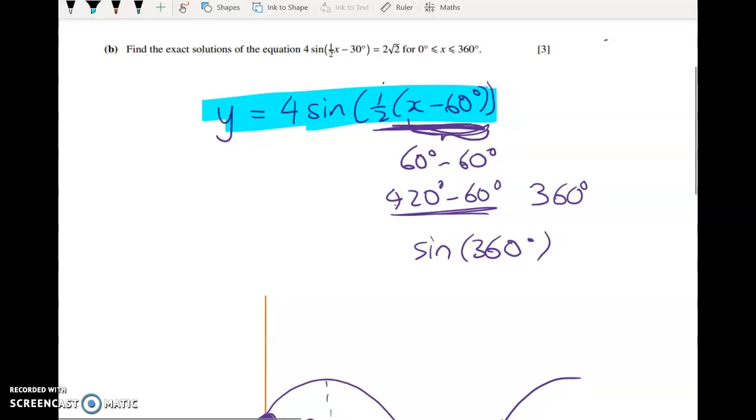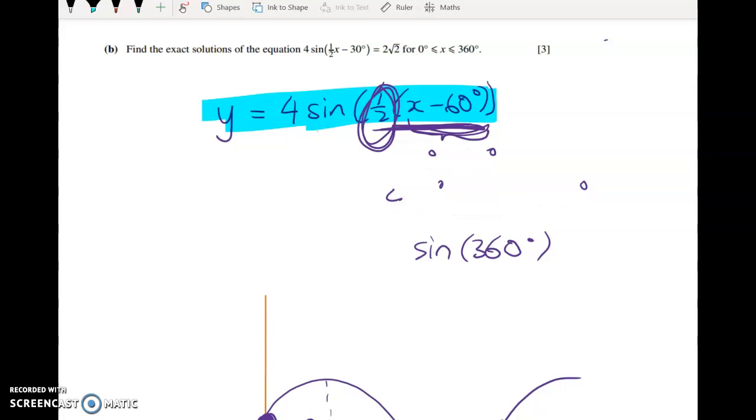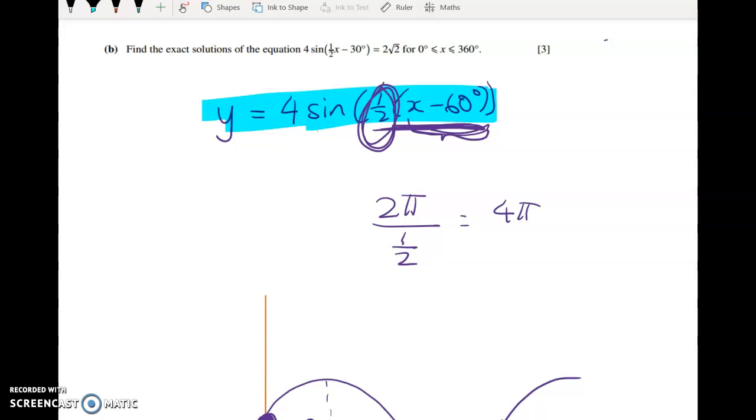Now, what's going on with this half? Well, the half is the horizontal stretch. And what you can see here is that when we do that, the period of the function, instead of being 2 pi, is going to be 2 pi divided by 1/2, which is 4 pi. Or in this case, instead of the period of the function being 360 degrees, the period becomes 720 degrees. So this is a horizontal stretch.